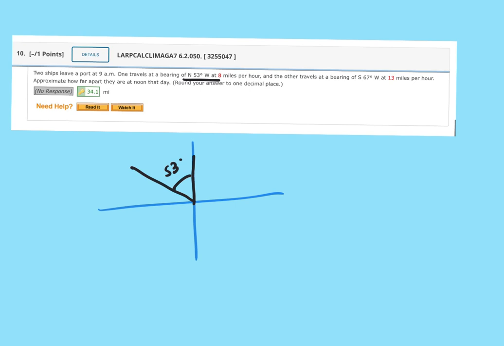Now, what's different with this question than what we did before is that before it would have told you, God bless you, the distance traveled there, right? And I would just label that. But it doesn't tell you the distance traveled. What does it tell you?